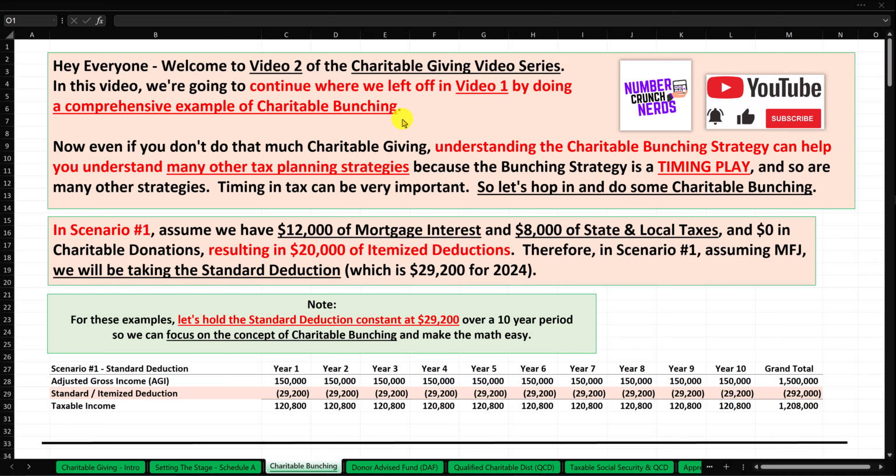charitable bunching. Now, even if you don't do that much charitable giving, understanding the charitable bunching strategy can help you understand many other tax planning strategies, because the bunching strategy is a timing play, and so are many other strategies. Timing in tax can be very important. So let's hop in and do some charitable bunching.